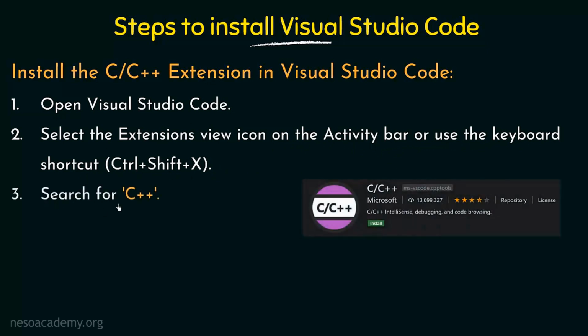And then there you have to just search for C++ in the search bar, and something like this will appear. You just have to click on this install, and it will install the C++ extension for you. So let's go to Visual Studio Code and let me show you how to do this.